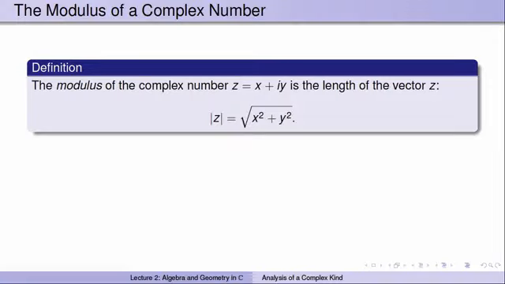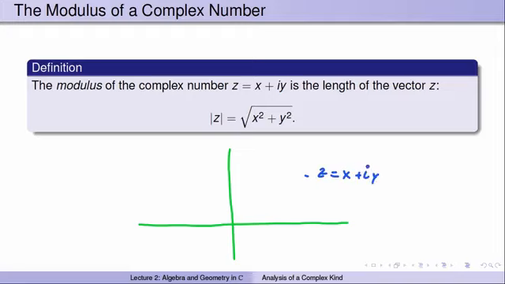The modulus of a complex number is the distance of that number from the origin, or the length of the vector from the origin to the point z. So again, if I draw my complex plane and suppose I have a point z equals x plus iy, then this is the x coordinate, and here's the y coordinate. And suppose I'm asking how far z is from the origin. So I'm asking for this length right there. How long is that? I'm going to call that length the modulus of z.